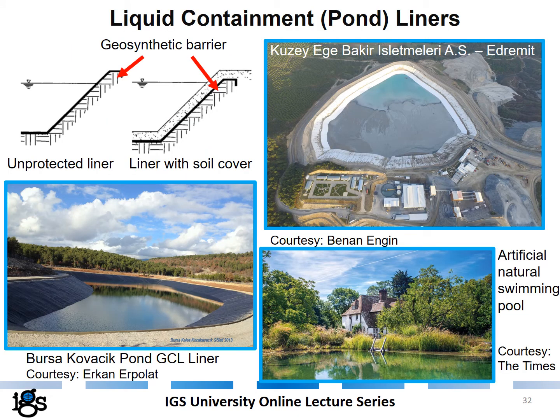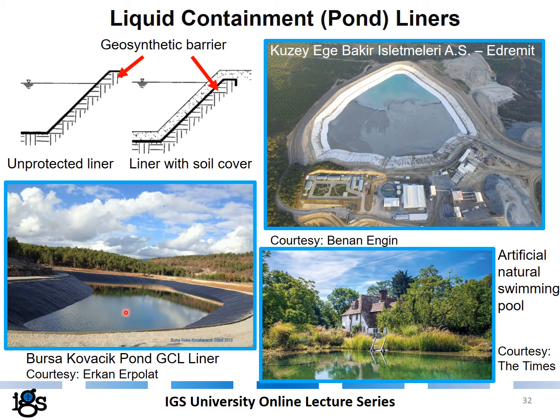Liquid containment or pond liners are very common applications of barriers. They can be installed as an unprotected liner, or they can have an earth cover or even a concrete cover. Here you see an example where the pond contains contaminated water, and this pond has a huge area, roughly 250,000 square meters. It is lined with a geomembrane. You can get a sense of the size by comparing this pond with the buildings you see around it.